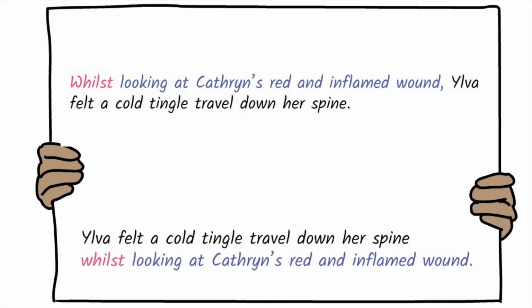Ilva felt a cold tingle travel down her spine whilst looking at Catherine's red and inflamed wound. Now my main clause comes first, followed by the subordinating conjunction and the subordinate clause. Can you see what has happened to the comma? That's right, when your main clause comes first, you don't need a comma as your subordinating conjunction links the main clause directly with the subordinate clause.